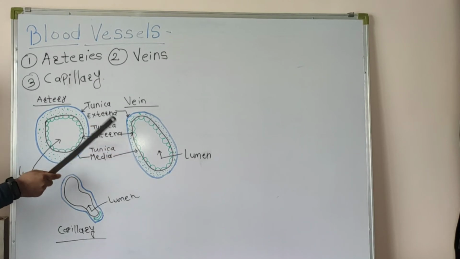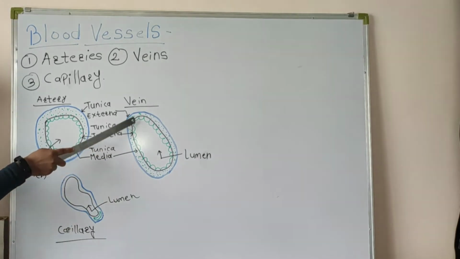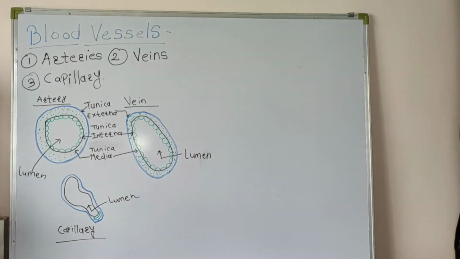Basically, veins are very thin walled, and they carry blood from the organs and it then flows towards the heart. Capillaries join each other and form the veins.